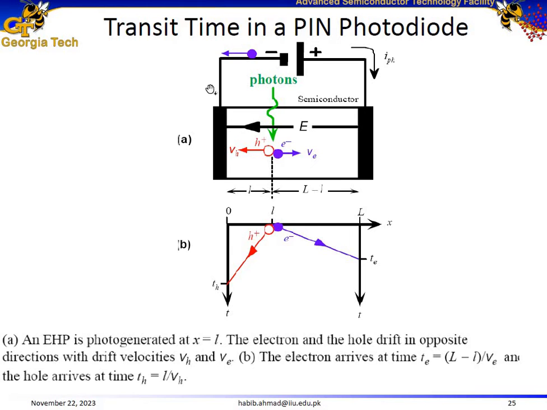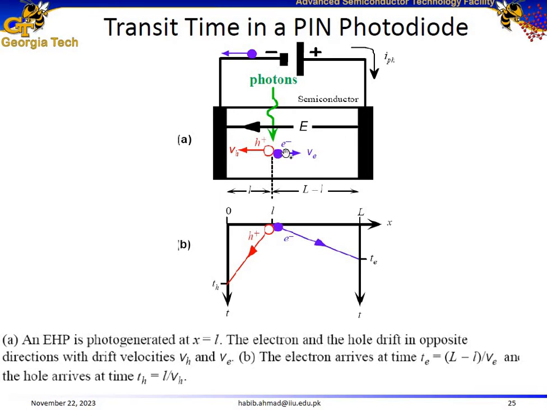So assume this configuration of a PIN photodiode, and assume that this is the I layer. When a photon is incident on this I layer, it will result in the generation of an electron-hole pair. Now assume that the electron has to travel a distance of capital L minus small l to the right electrode, where L is the total distance or the depletion width of the I layer. Similarly, the hole has to travel a distance of small l towards the left electrode.